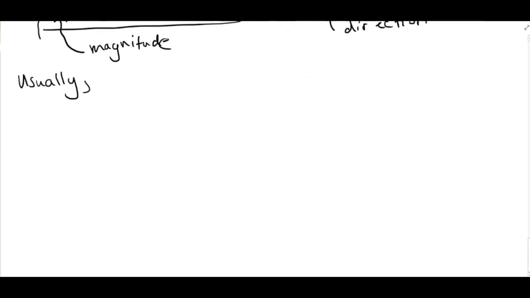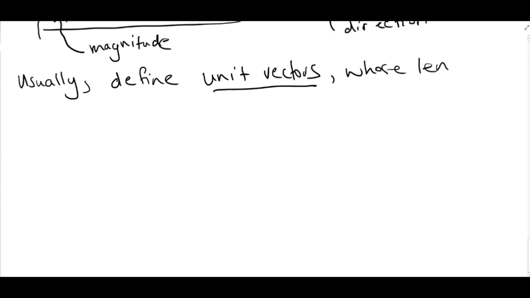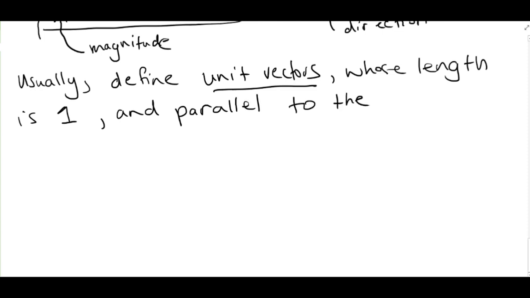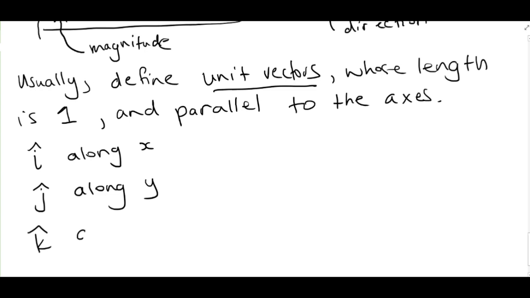Now we're going to take a look at a special vector that we call a unit vector. This vector has a length of 1 and is parallel to an axis. So we have a unit vector i hat along the x direction, for the y direction we have j hat, and for the z direction we have k hat.